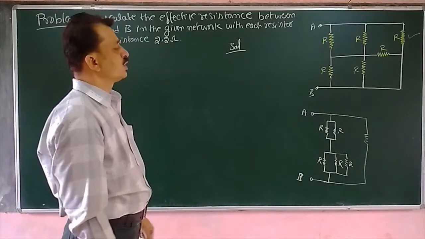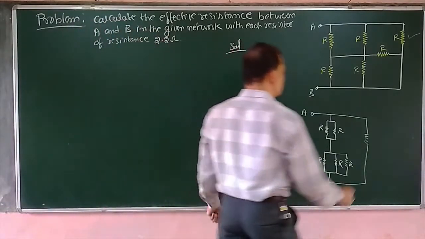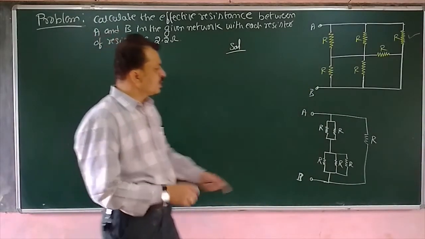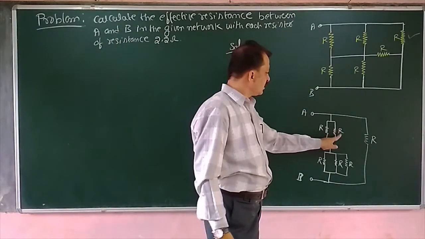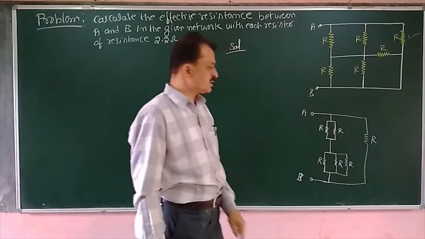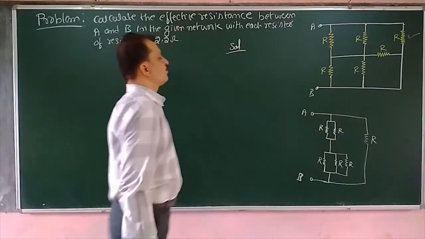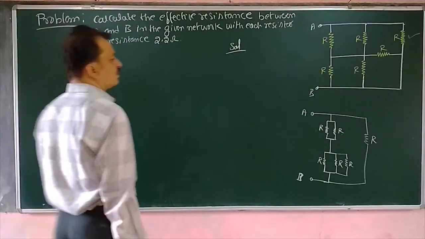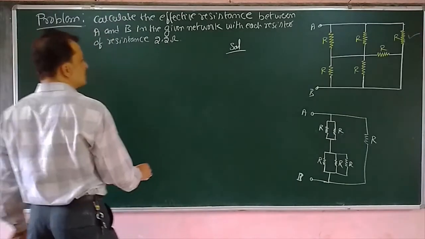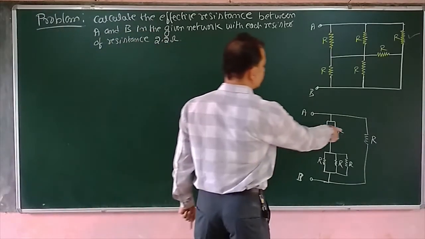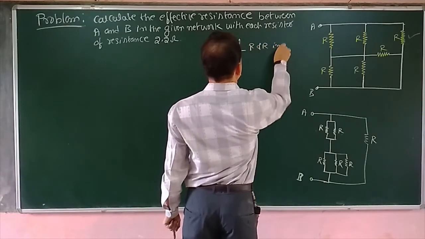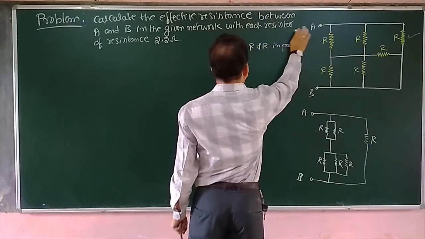If we reduce the circuit this way, we can easily work out which is parallel and which is in series. Now carefully, these two are parallel, replaced by a single resistor. Now these three are in parallel, replaced by a single resistor. Now look here, R and R are in parallel. Their equivalent is R and R in parallel.